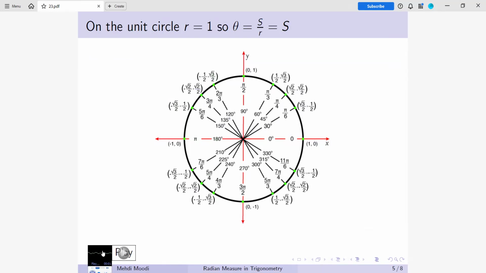Here you see every celebrity angle in both degrees and radians, along with their addresses, that is, their coordinates, around the unit circle. Another magic of the unit circle is that, since the radius is 1, the arc length and the measurement of the subtended angle are the same.